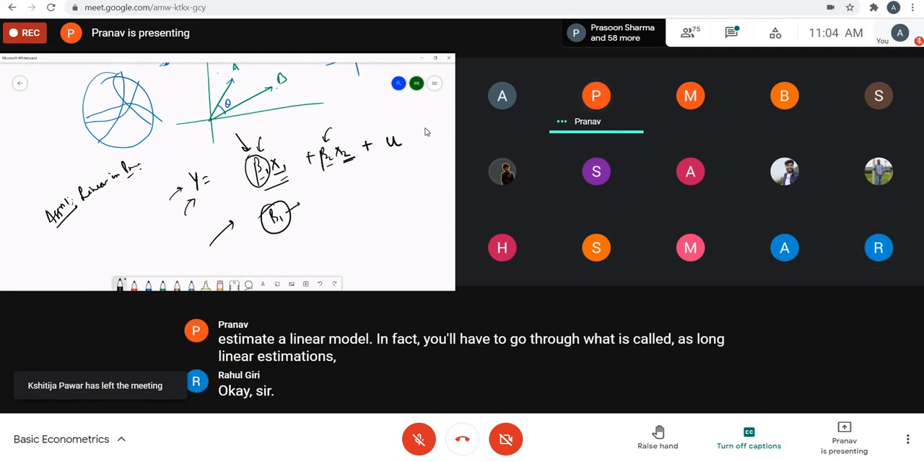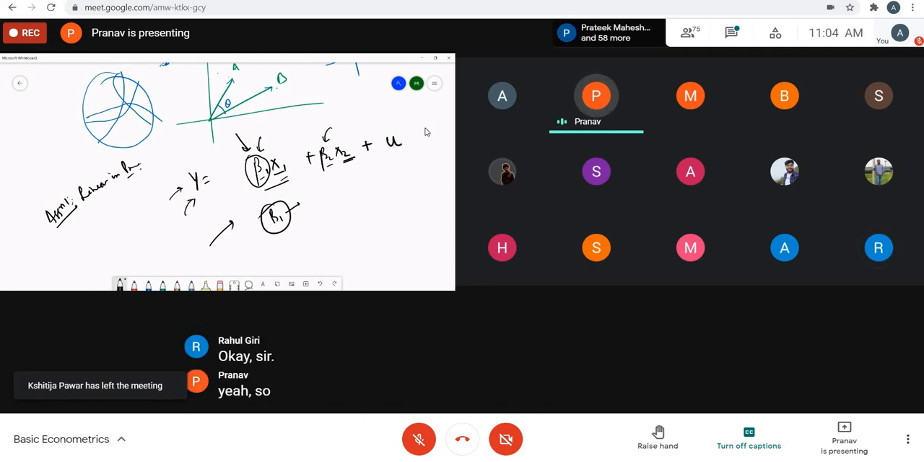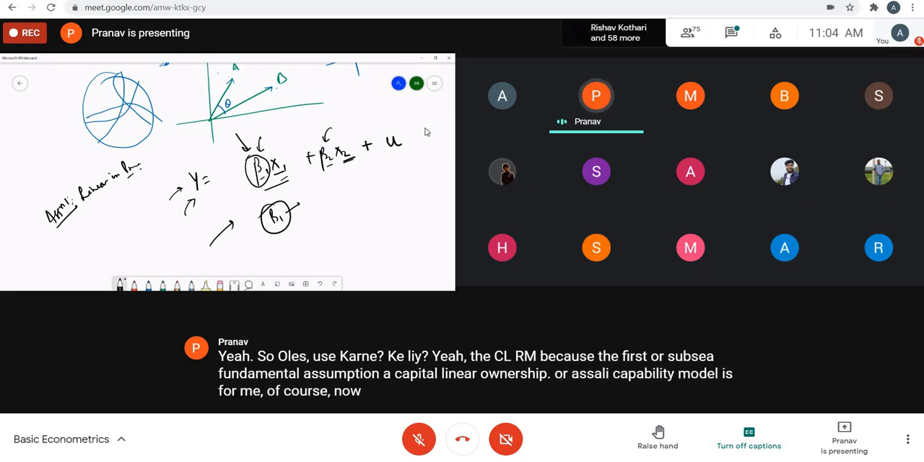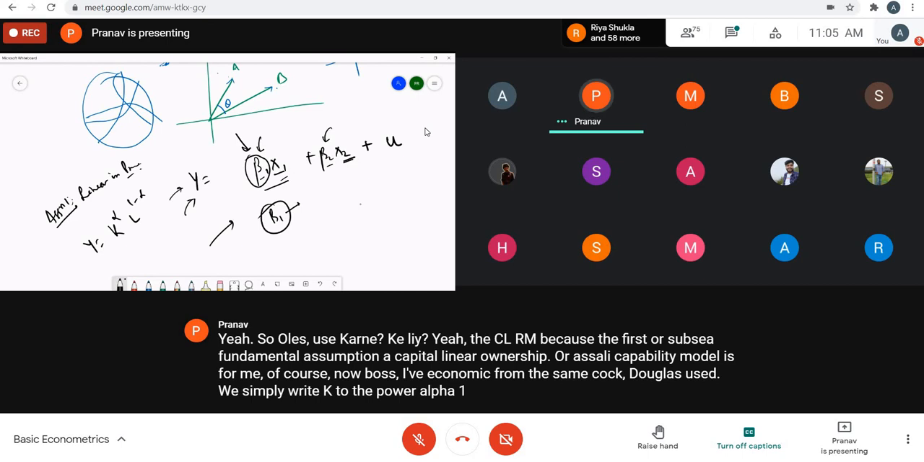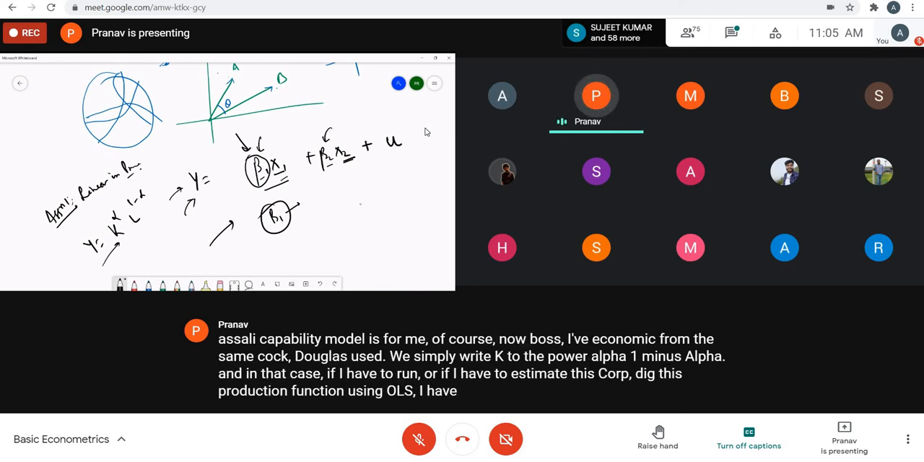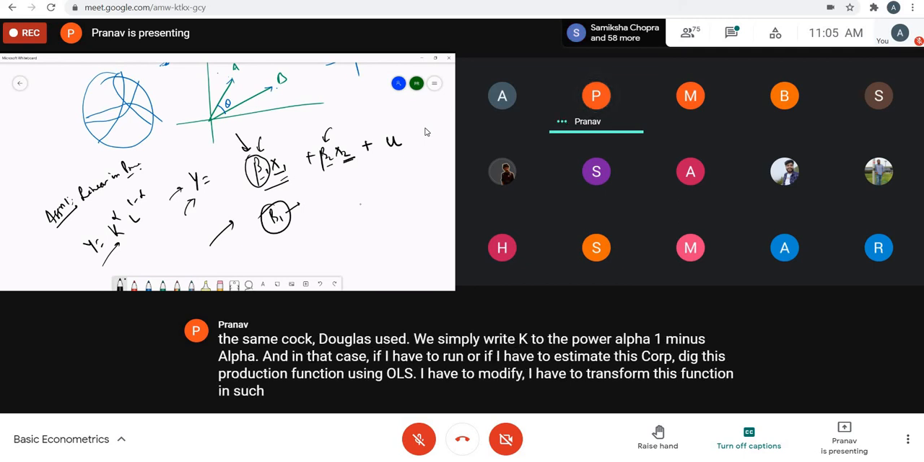So OLS use करने के लिए जो CLRM का फर्स्ट और सबसे फंडामेंटल assumption है, यही है कि आपका पैरामीटर लीनियर होना चाहिए। और ऐसा नहीं कि आपको सारे मॉडल इस फॉर्म में लिखना है। बहुत सारे इकोनॉमिक फॉर्म जैसे कॉब डगलस, we simply write K to the power alpha, L to the 1 minus alpha, and in that case if I have to estimate this Cobb-Douglas production function using OLS, I have to transform this function in such a way that these parameters alpha and 1 minus alpha enter linearly in the model.